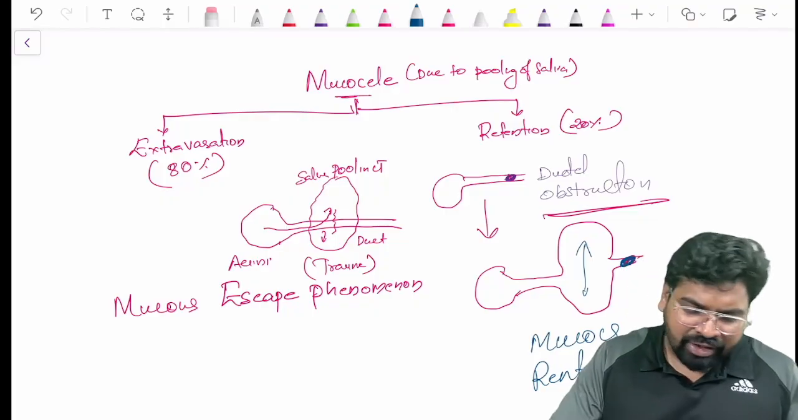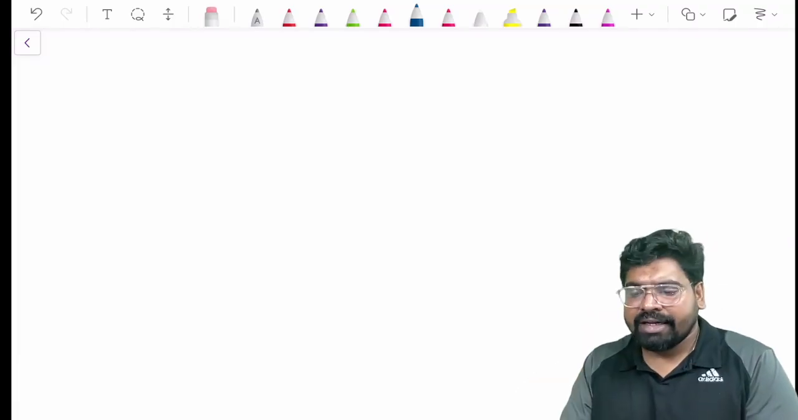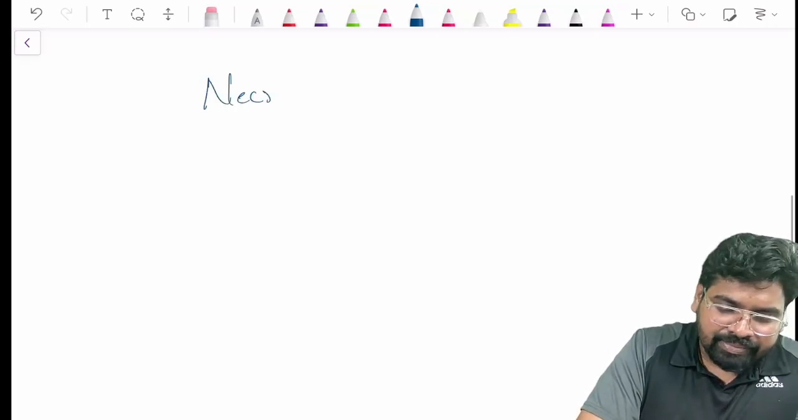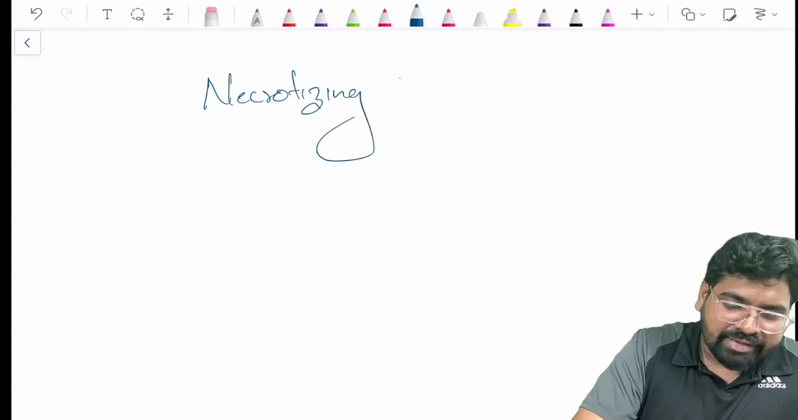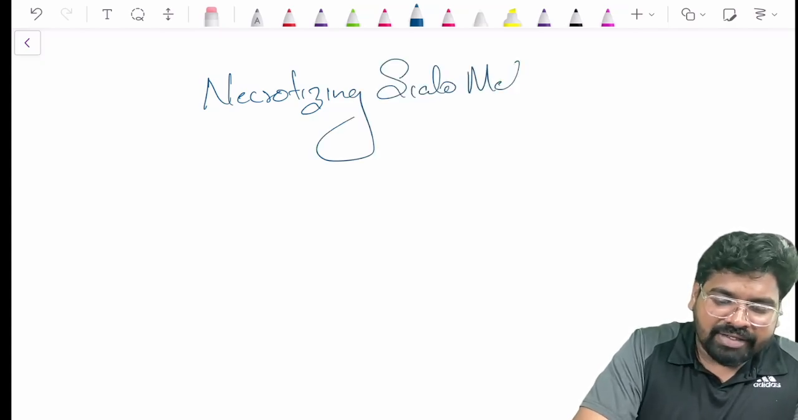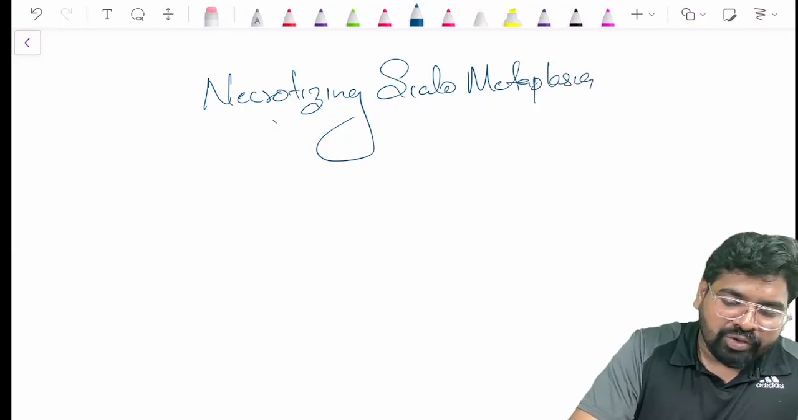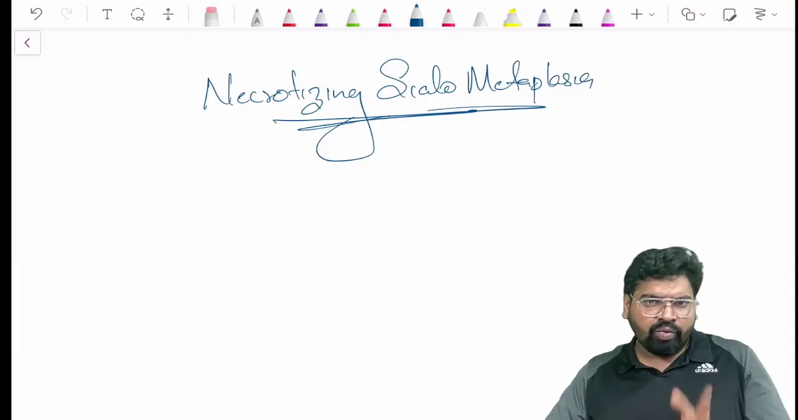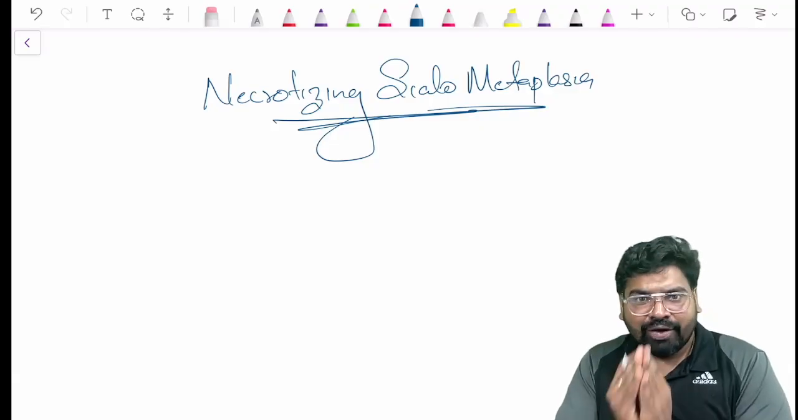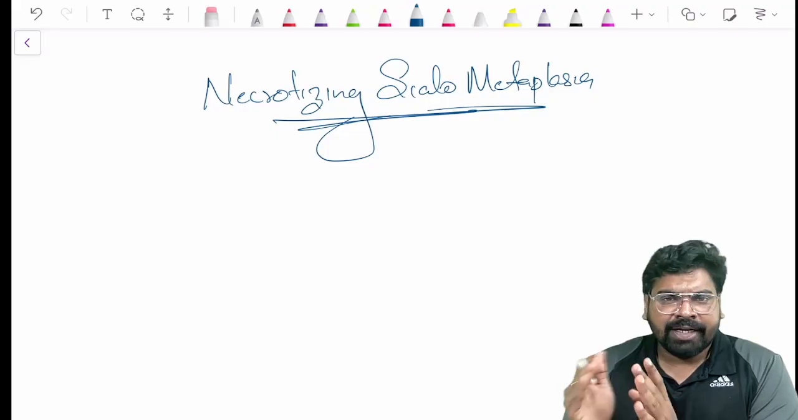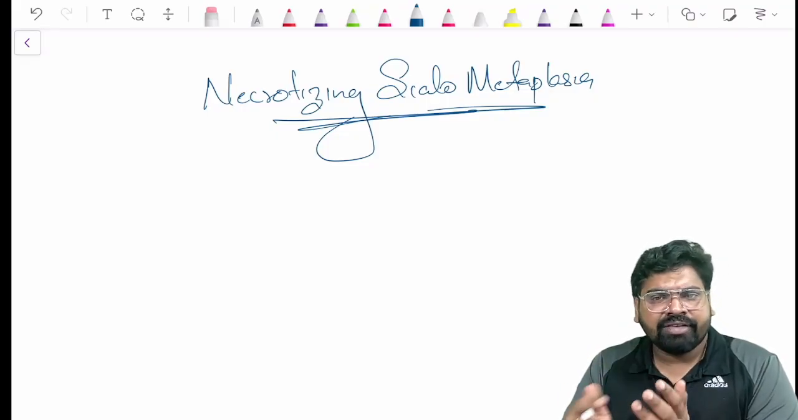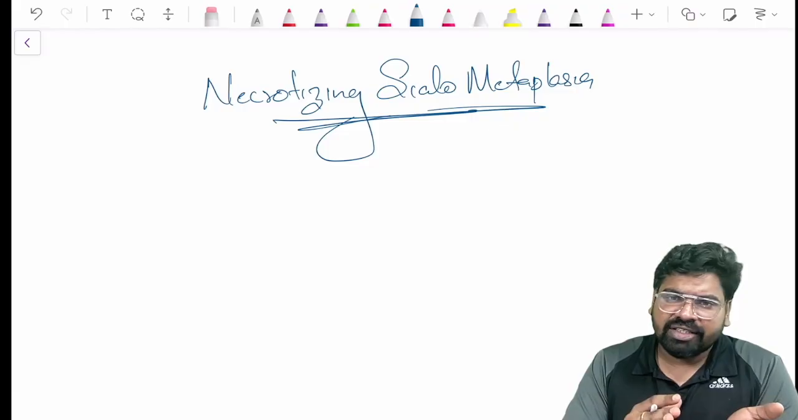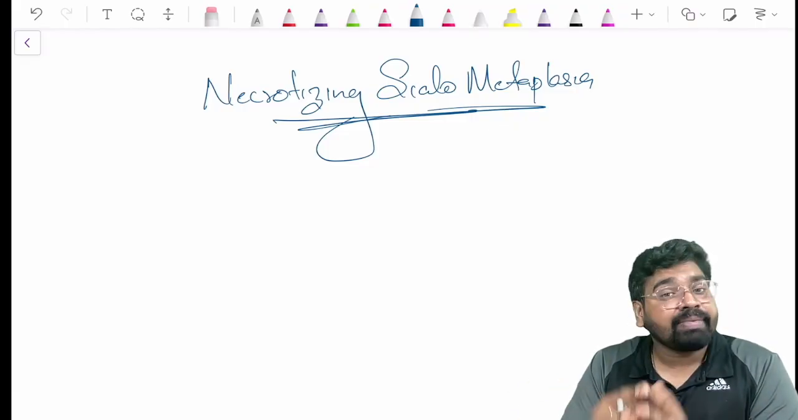Now, one more important non-neoplastic lesion which they usually ask in the exam is necrotizing sialometaplasia. From the name itself, you may understand: some kind of necrosis is happening here. Sialo means something related to salivary gland. Metaplasia is the phenomenon by which one differentiated cell is transformed to another differentiated cell. That is metaplasia, right?